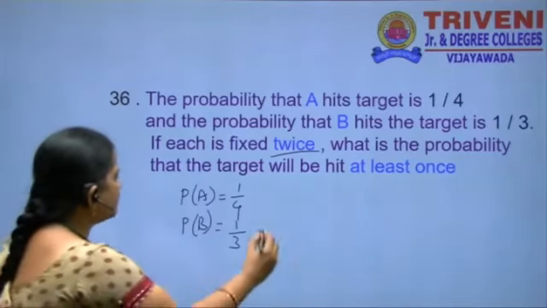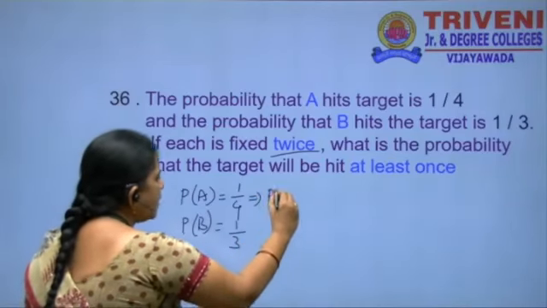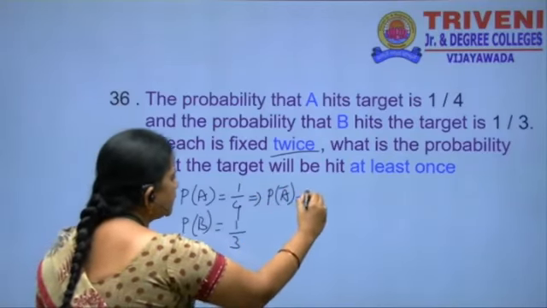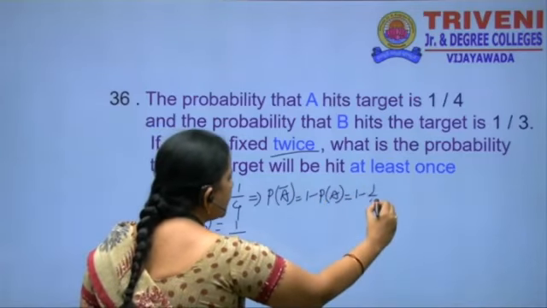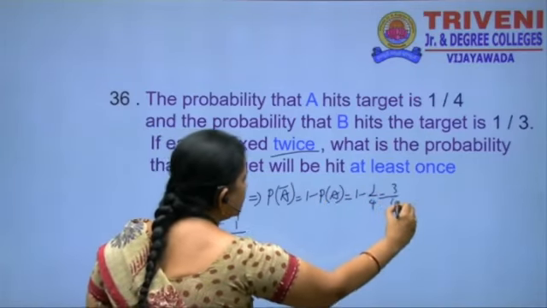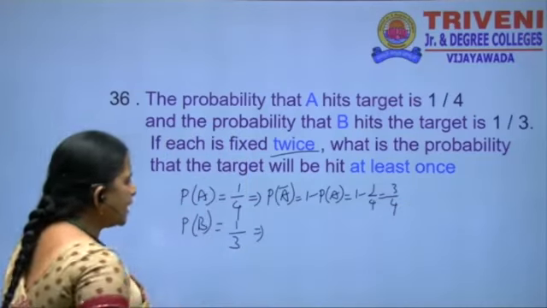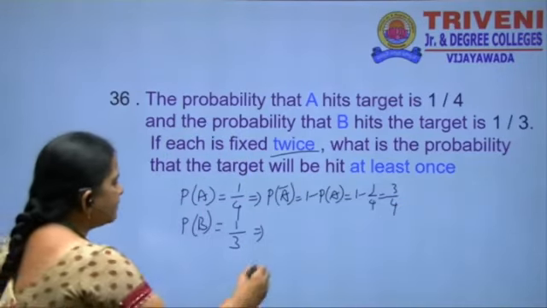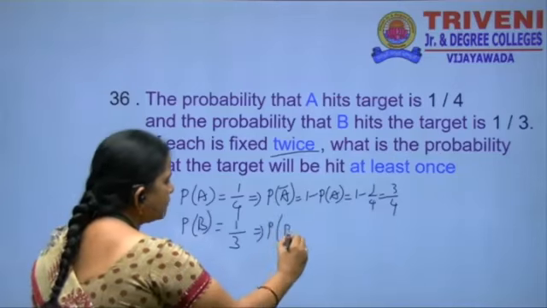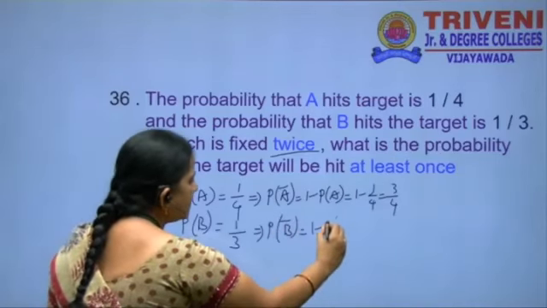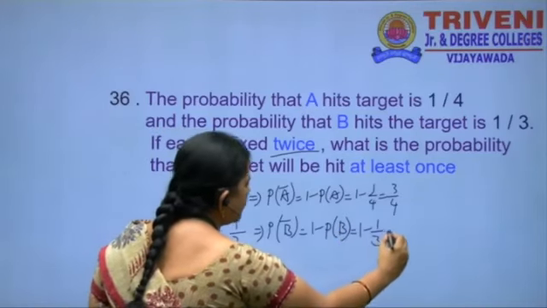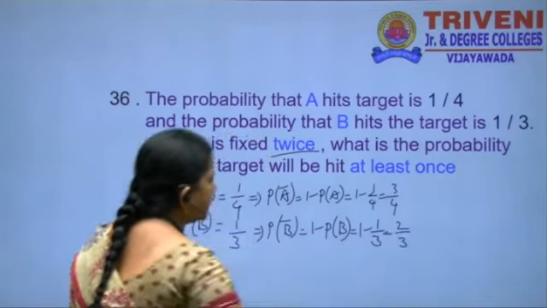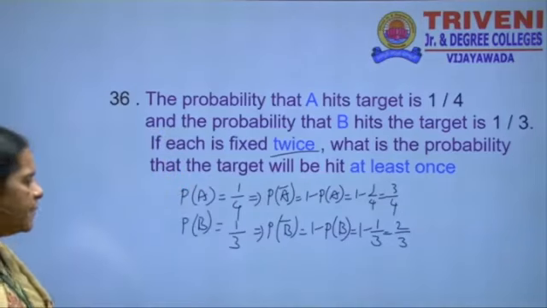At least once means we have to find the value of P of A bar, which is equal to 1 minus P of A, that is equal to 1 minus 1 by 4, that is equal to 3 by 4. Here also the value of P of B is 1 by 3. P of B bar is equal to 1 minus P of B, that is 1 minus 1 by 3, which is 2 by 3. P of A bar is 3 by 4. P of B bar is 2 by 3.